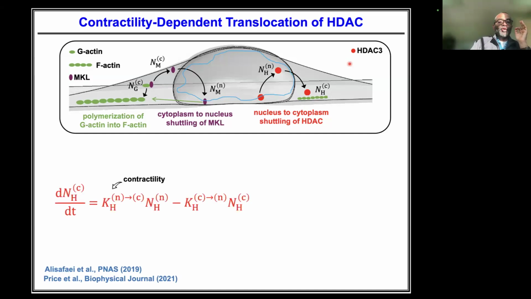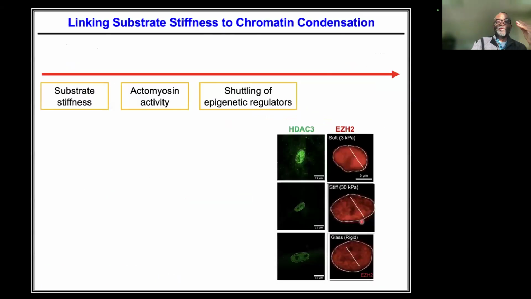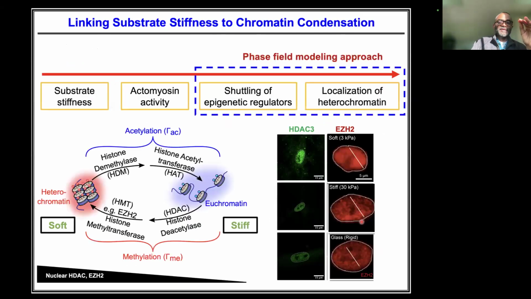So again, long story short, we can write these reaction diffusion equations, etc. And what we can do is change the cell shape. When you change the cell shape, you change contractility, and when you increase contractility, the histone deacetylase in the nucleus comes down. So the story that we have is that substrate stiffness changes actomyosin contractility, which changes the shuttling of epigenetic regulators. And histone deacetylases are upregulated, and I don't want to go into too many details.